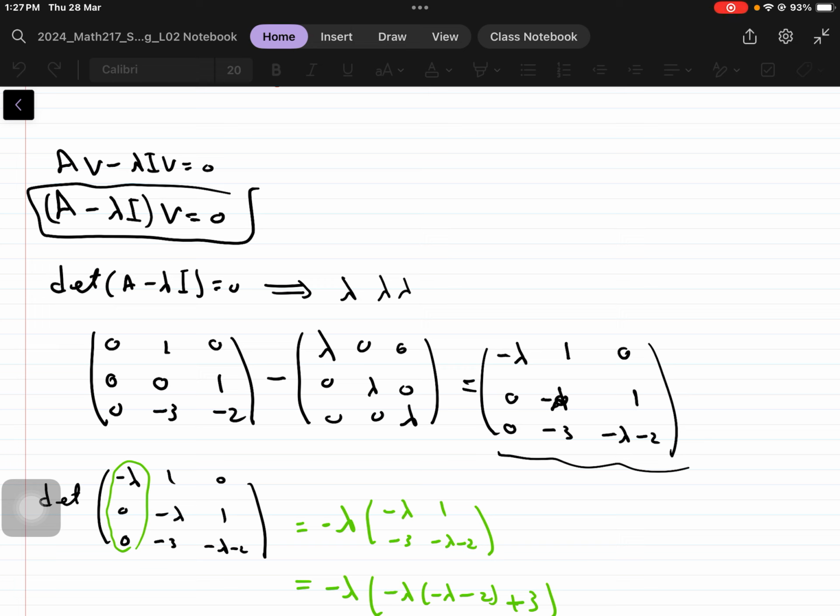which will be lambda squared. Am I doing this right? So minus lambda here, AD minus BC. Yes. So this will be minus lambda times lambda squared plus 2 lambda plus 3. Right? Yes.